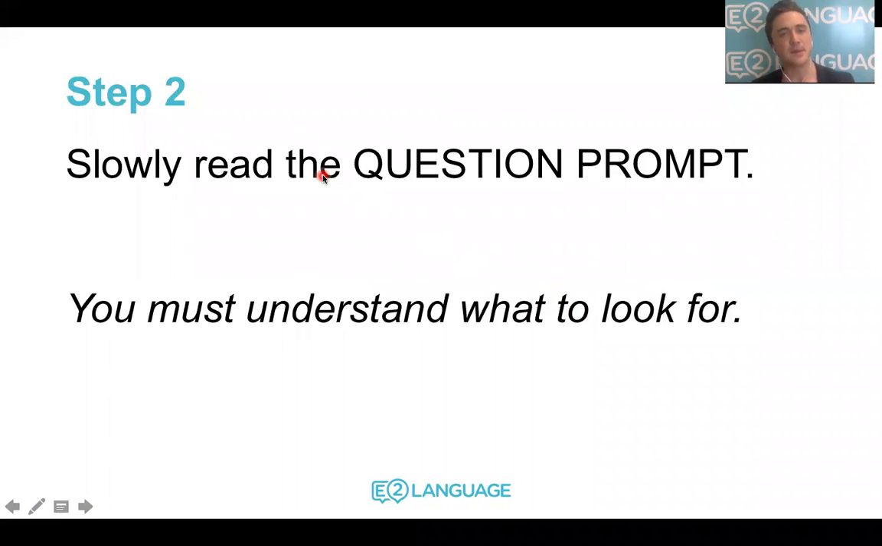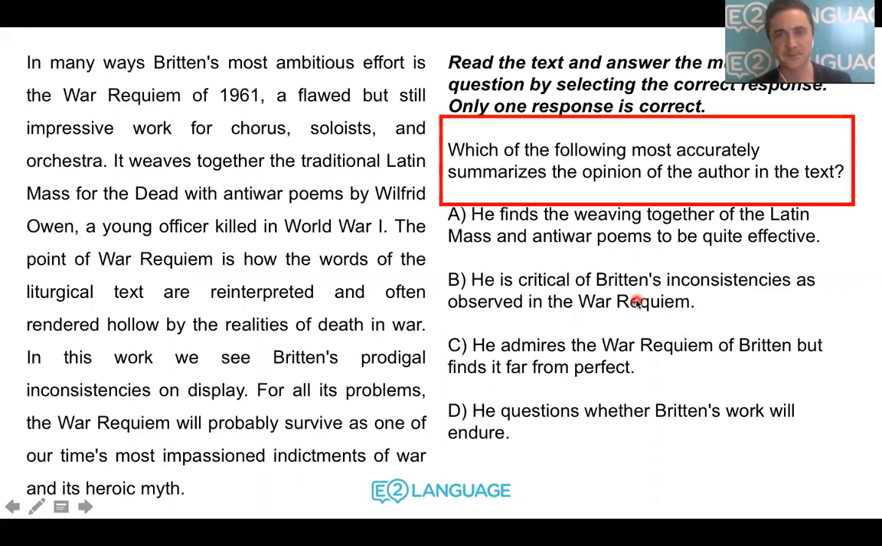Step two. So step one was you need to understand the text. What's the text about? Is it about psychology? Is it about American foreign policy? Is it about linguistics? Step two, slowly read the question prompt. And I say slowly because you need to read this very carefully. The text, you can speed read, but the question prompt, you need to understand what they are asking for. You must understand what to look for.